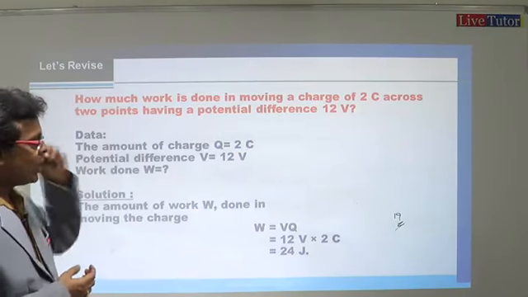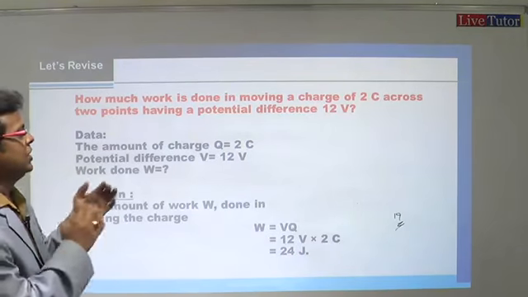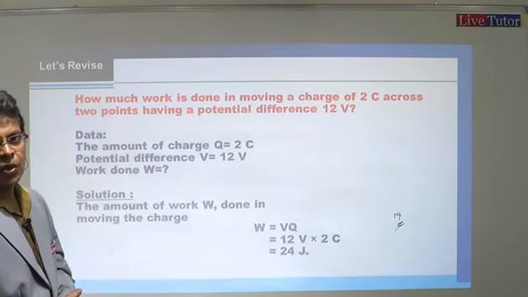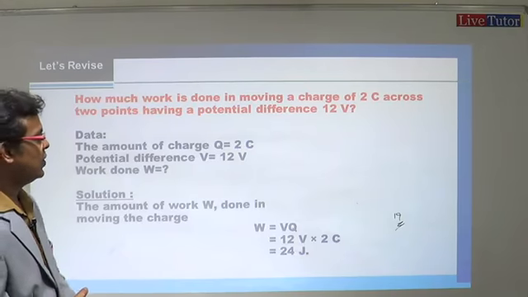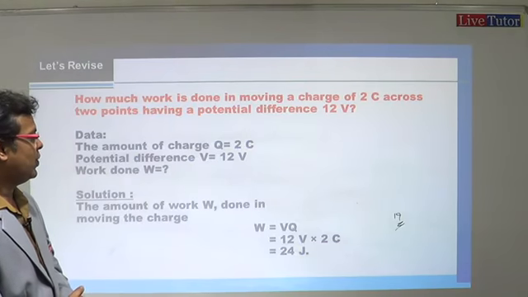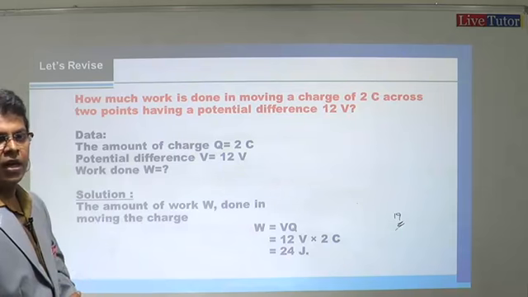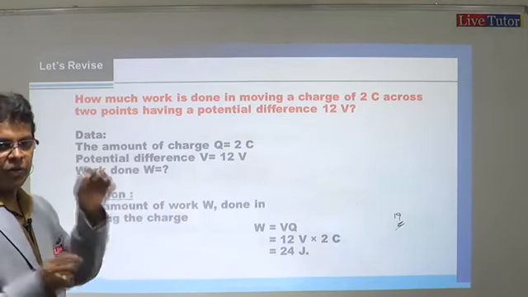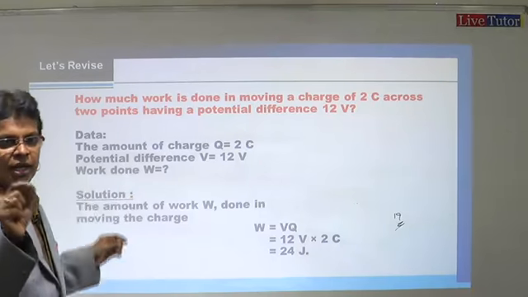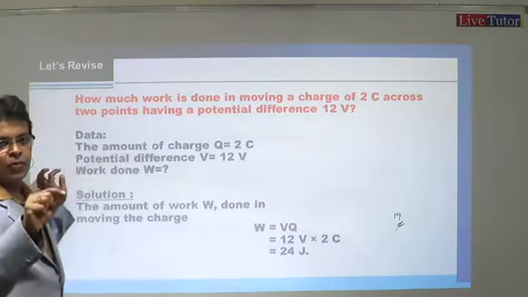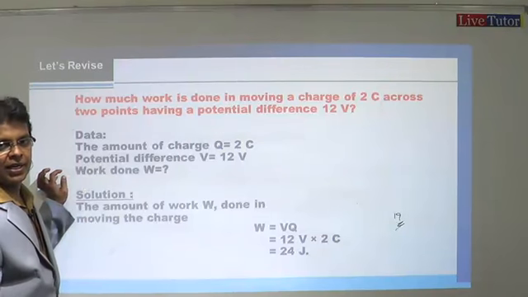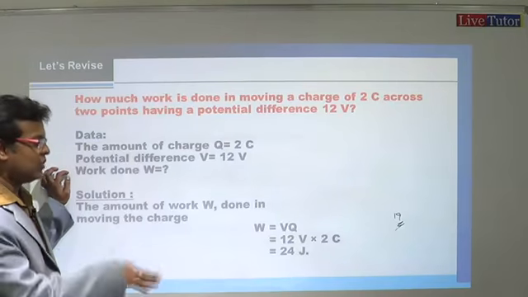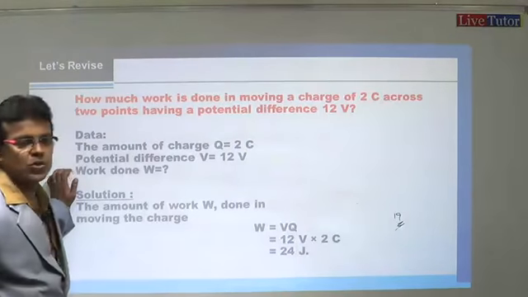Okay, so how much work is done in moving a charge of 2 coulomb across 2 points having a potential difference of 12 volts? Okay, so it's very simple. We know when we were defining the potential difference, we have got the definition of potential difference: work done in moving a charge from one point to another in an electric field. Like that we have defined, isn't it? V is equal to W by Q. Using that only we are going to calculate W is equal to V into Q.